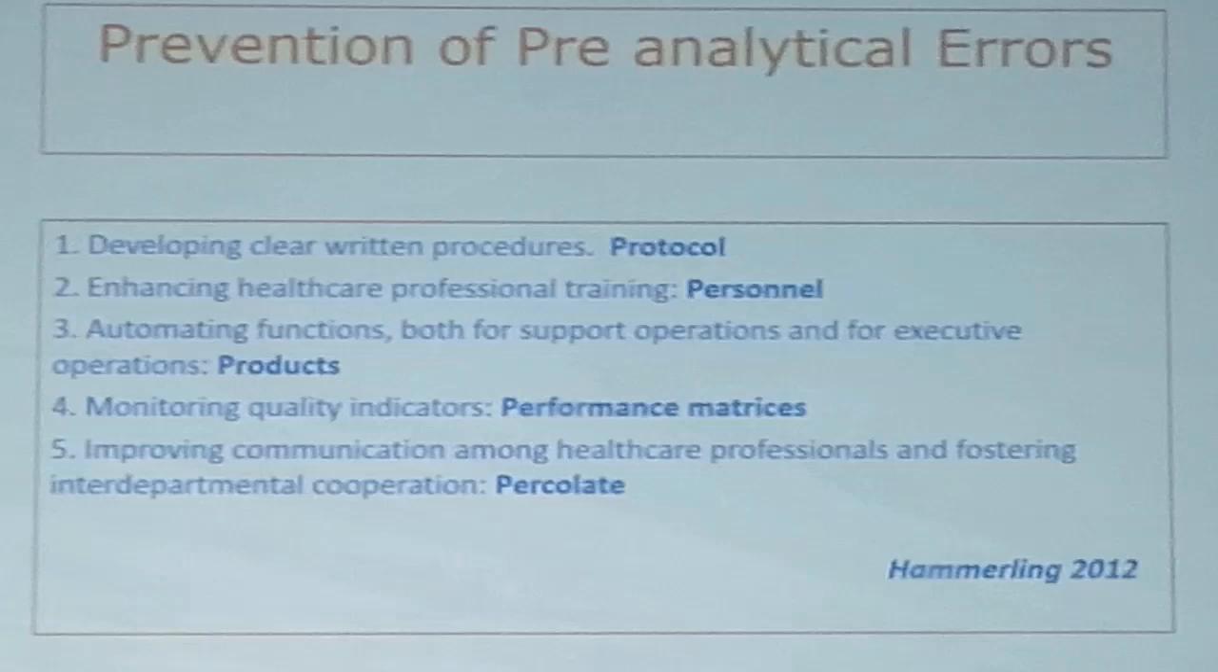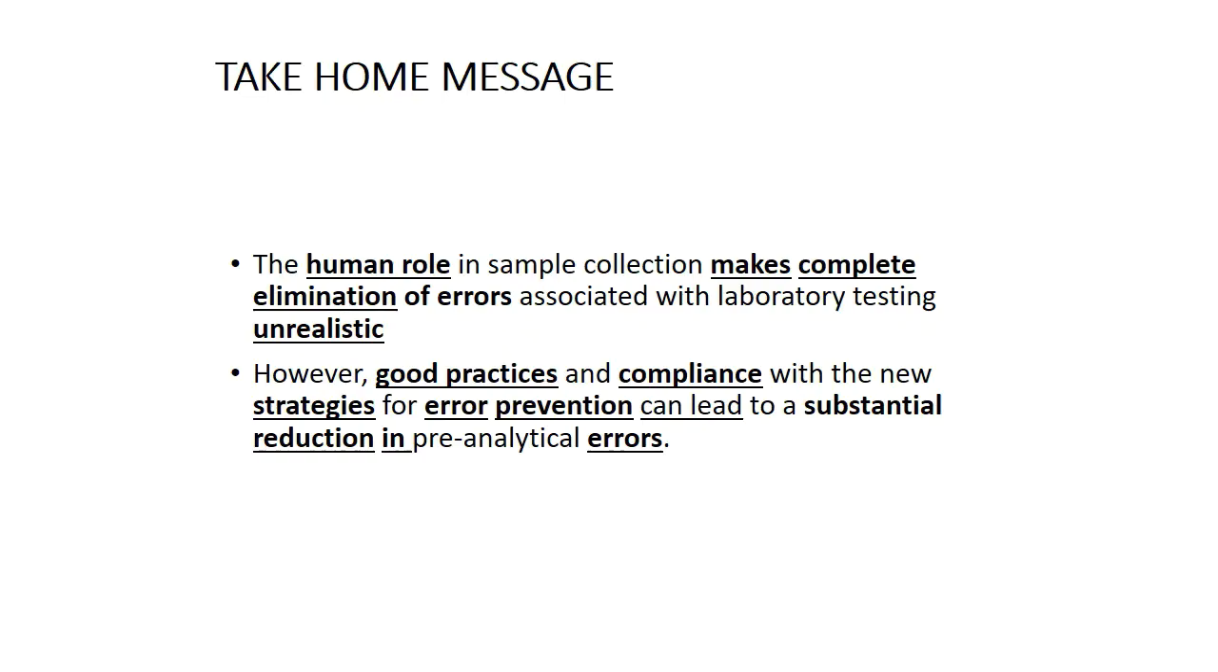So the take-home message: the human role in sample collection makes complete elimination of errors associated with laboratory testing unrealistic, because till now the pre-analytical phase is human dependent. So complete elimination of errors is not possible, but what we must avoid is repeat mistakes. How can we avoid repeat mistakes? By proper, repeated training, competency assessment, etc. Good practices and compliance with the new strategies for error prevention can lead to a substantial reduction in pre-analytical errors. Thank you.